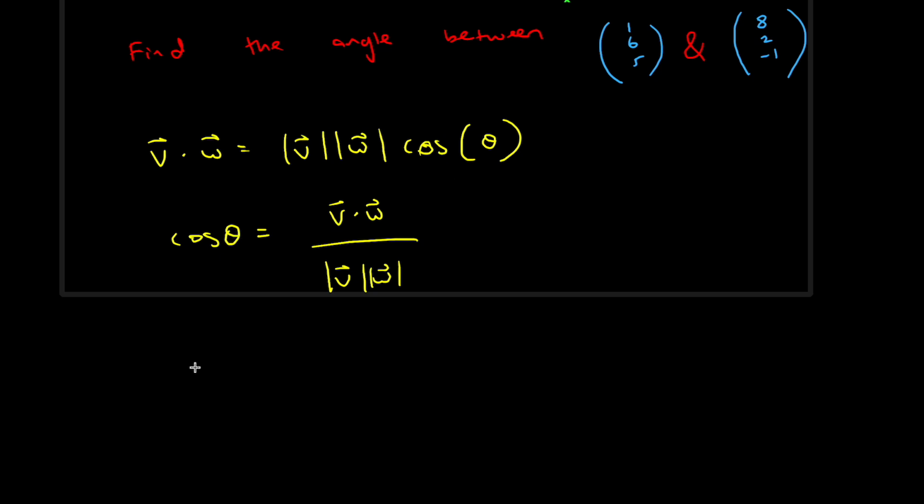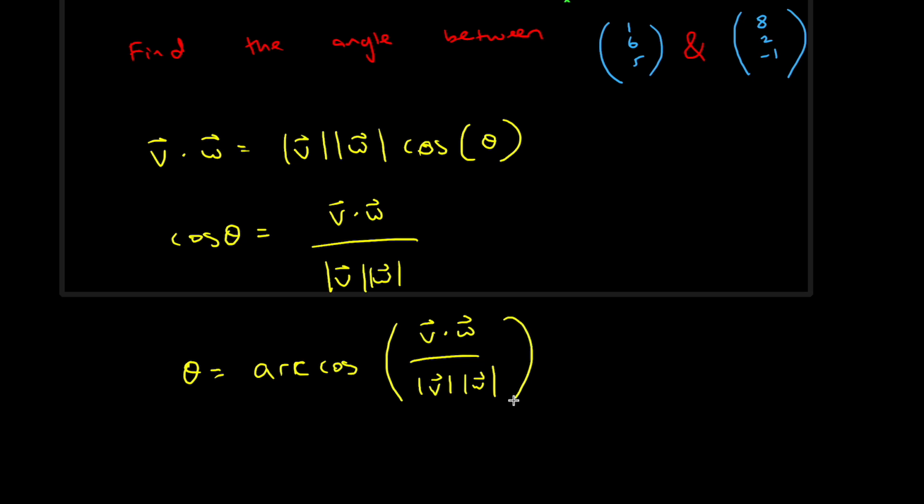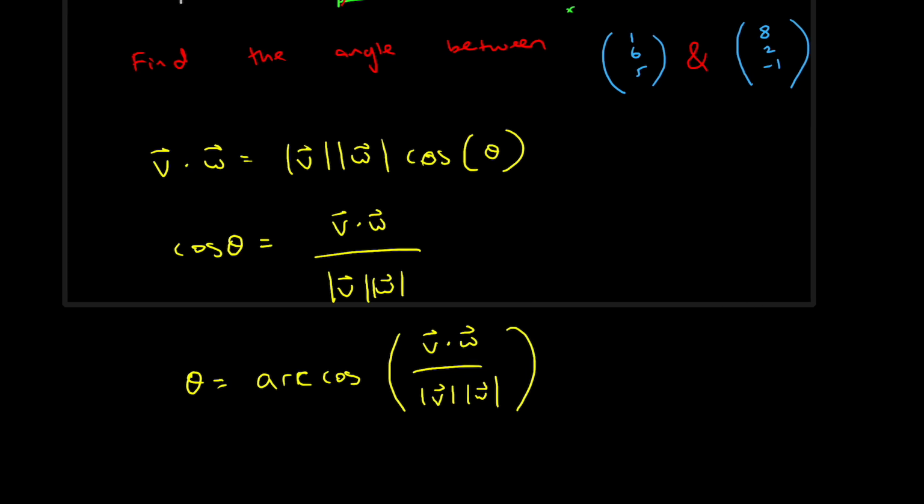So now we can find what theta is. Theta is just arc cosine, or inverse cosine, of the dot product of v and w over the magnitude of v times the magnitude of w. So the dot product of v and w would just be 8 plus 12 minus 5, which is equal to 15.